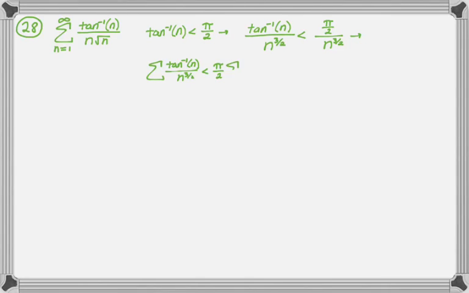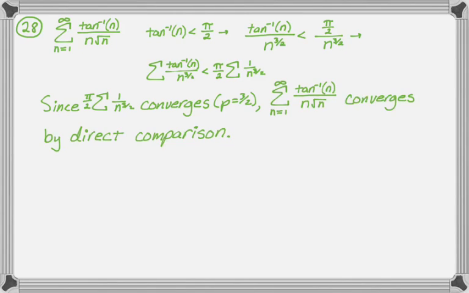And so it looks like we're going to use direct comparison. I factored out the pi over 2 there. So now I can just say, since pi over 2, the sum of 1 over n to the 3/2 converges, which we know because it's a p-series with p equal to 3/2, we know that this series converges by direct comparison. All right, so that one wasn't so bad.